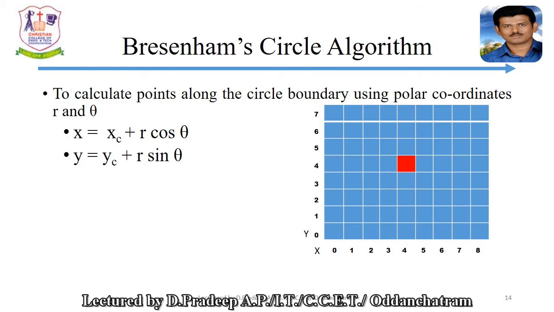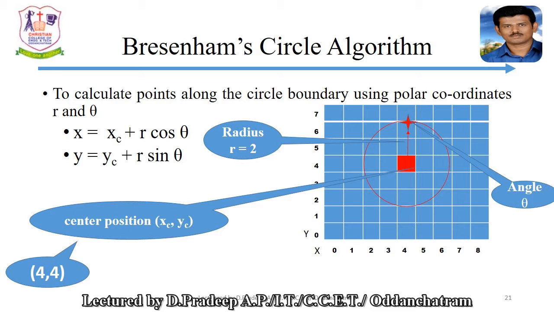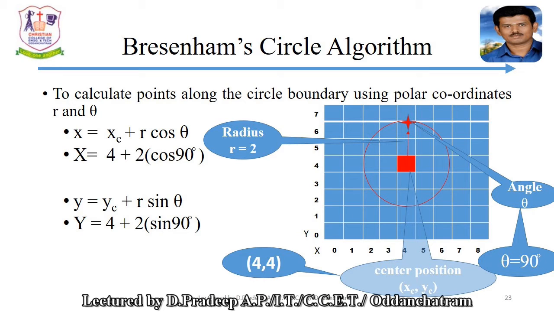That means if the center point is 4 comma 4 for a particular circle, then 4 comma 4 is the center point xc comma yc. The radius is 2, so r equal to 2. Every point has some particular angle. The identified boundary point has the angle 90 degree from the center point. So that can be applied in the equation: x equal to 4 plus 2 cos 90 degree and y equal to 4 plus 2 sin 90 degree. So x equal to 4 and y equal to 6. So we get the corresponding boundary point 4 comma 6.